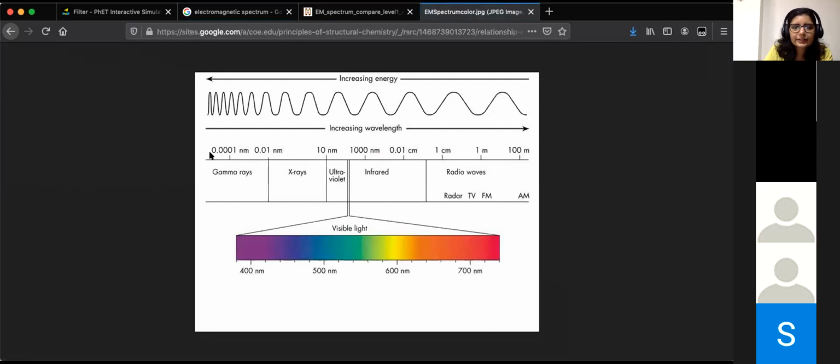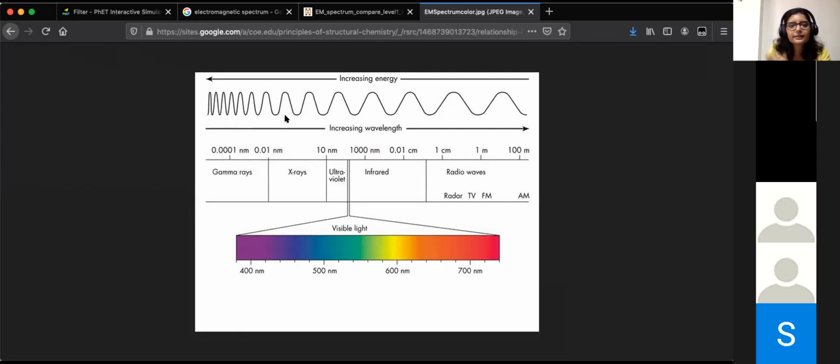So you can see, 0.0001. These are the values of wavelength that are given. When the wavelength is so small, the frequency is extremely high. You can see how the visual representation of the wave is also changing. That consists of gamma rays. Then between 0.01 nanometers to 10 nanometers, you have X-rays.